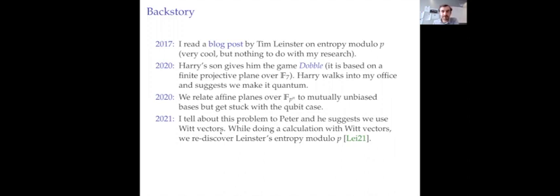Then we were doing some calculation with these Witt vectors, and lo and behold, we discovered again Leinster's entropy. We ended up with some function, and I was like, oh, I've seen this function, I remember seeing it in this blog post. Actually, I invited Tom Leinster as well to this talk. Of course, this was not just a random sequence of events. This was exactly planned out in my grant proposal. This is exactly how things were supposed to happen. Okay, so now let's get into it.